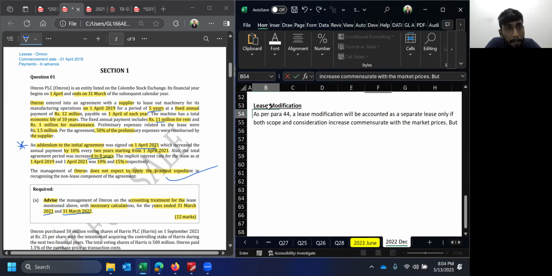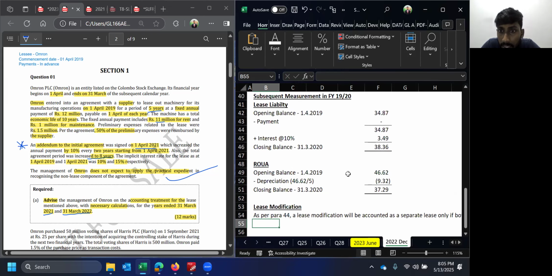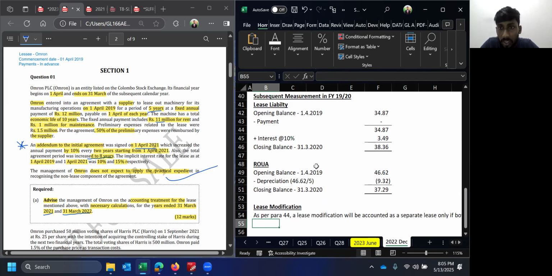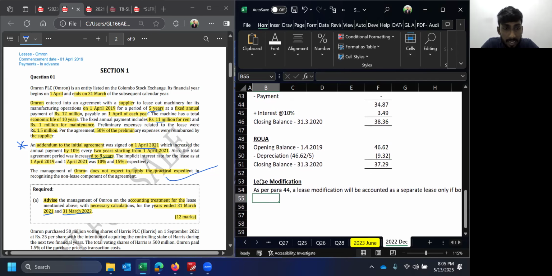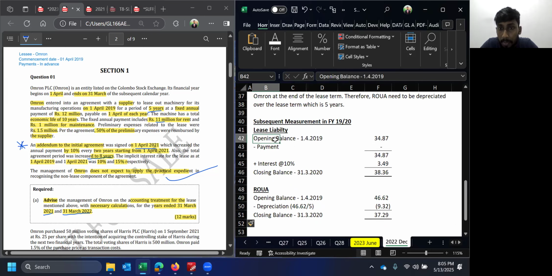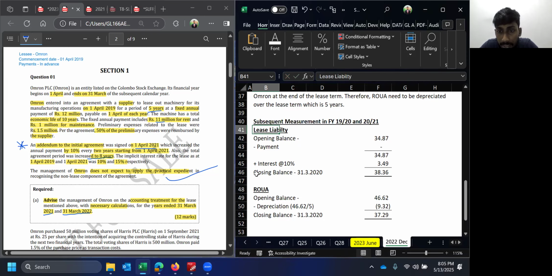Sir, do we need to take the carrying values for 21 as well? Here they are asking about 1st April 2021. We got it for 2020. Yes, we need to take it for the next year as well. Sorry, I made a mistake there. Let's do this, I will remove this. Let's take this same table, subsequent measurement in financial year 1920 and 2021. Okay? Let's do that.